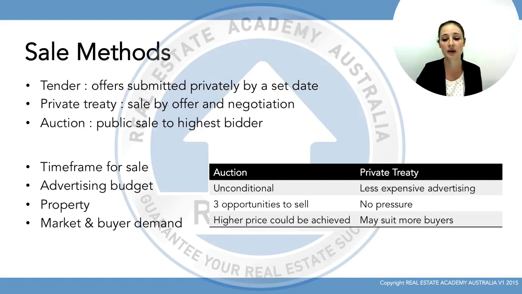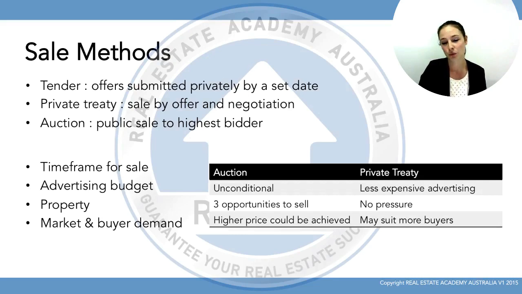Private treaty sales, however, have benefits too. They could be less expensive in terms of advertising. There's no pressure, so there's no end date that you have to sell by. There's no date that the vendor has in their head. It's normally a 90-day exclusive listing that you're signing it up for, and less pressure. You can sell it to whoever you want and in whatever time frame you want as well.